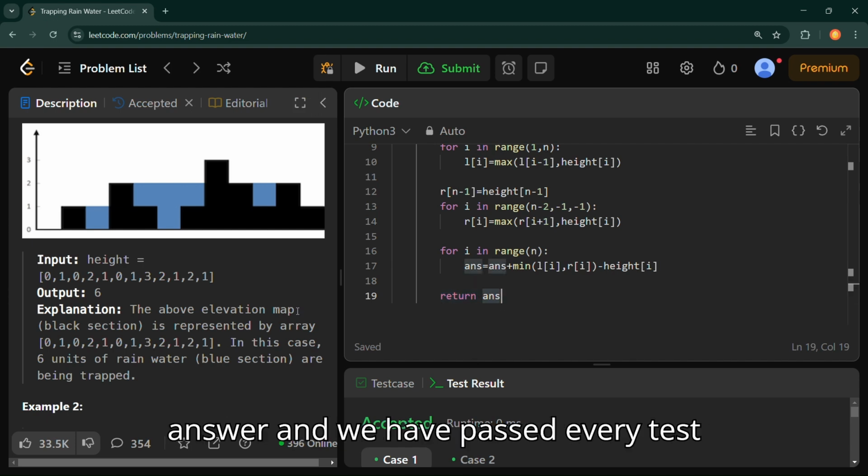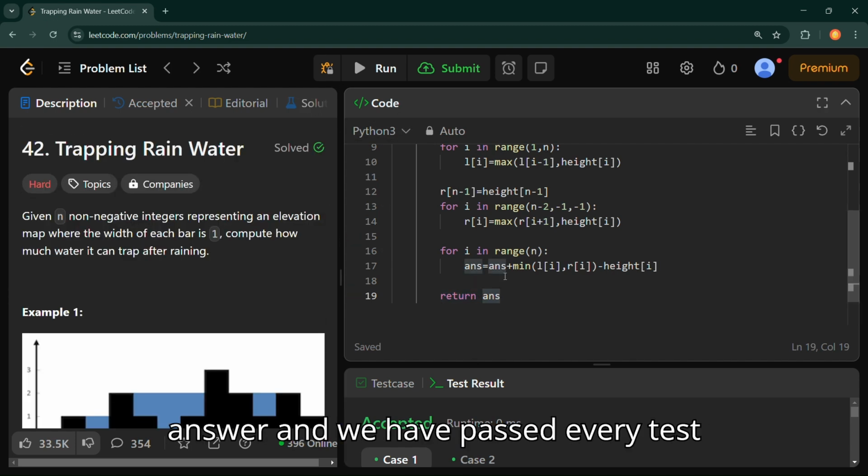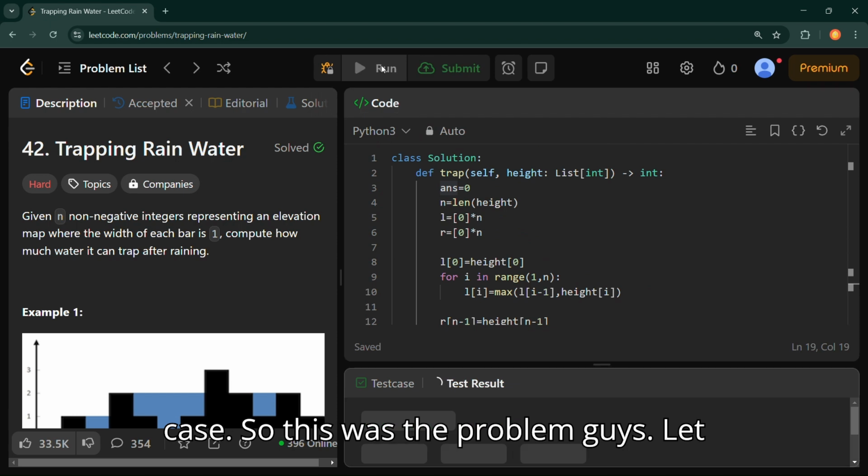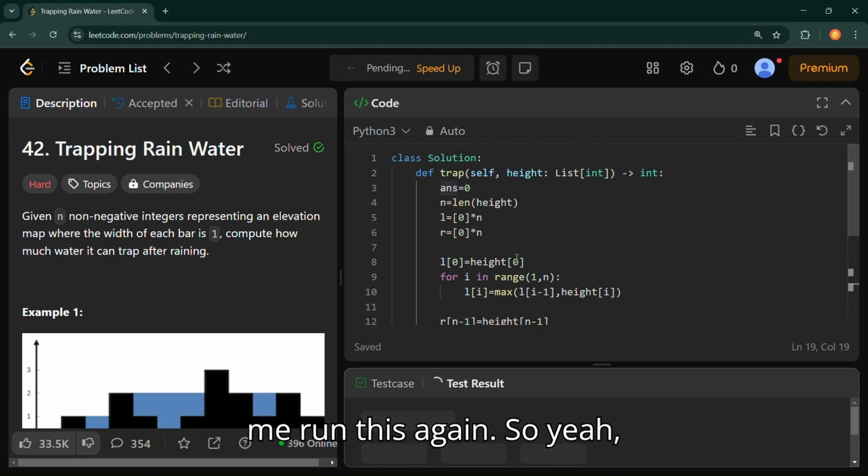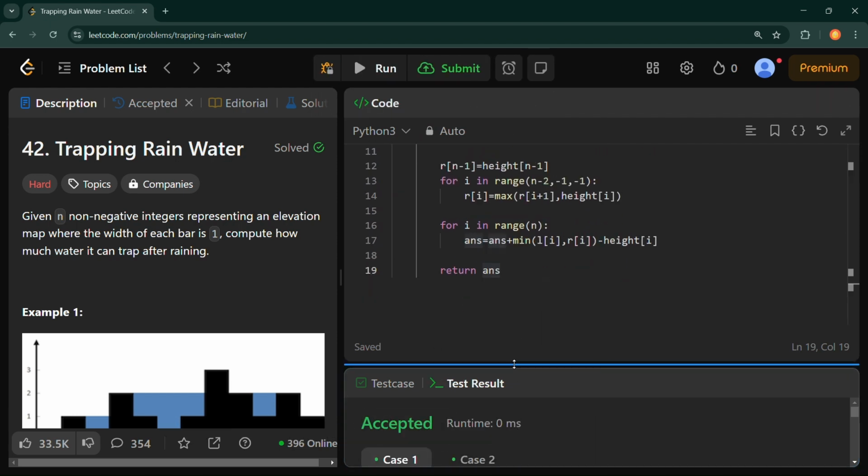Then we will return this answer and we have passed every test case. So this was the problem, guys. Let me run this again. So yeah, this code is working perfectly.